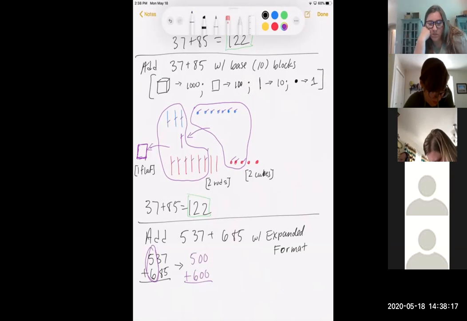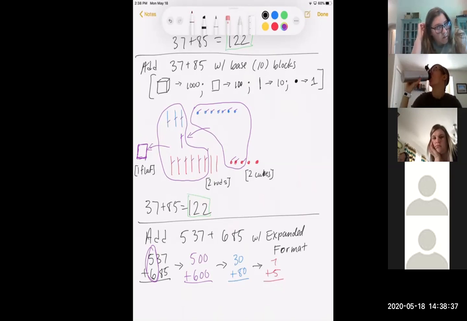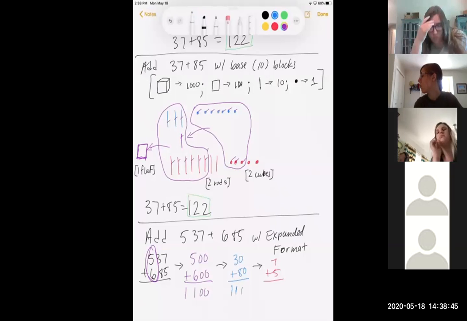You can also break it down into the 30 plus 80, taking the tens place from each of them, and then you're also going to add on the ones place from each of them, which is 7 plus 5. So you can do this all separately. 1,100. 30 and 80 makes 110. 7 and 5 make 12.